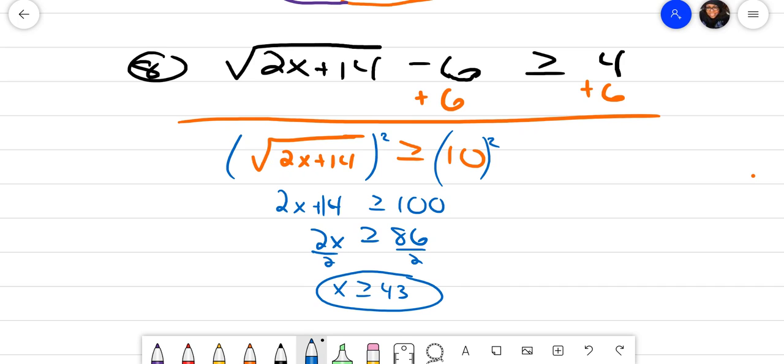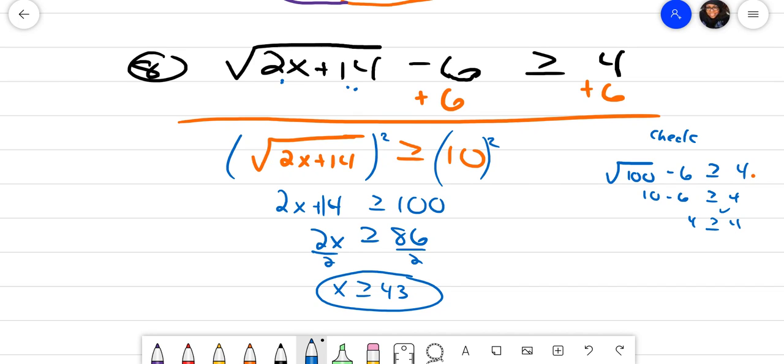Again, greater than does not require a lower bound, because it's greater than something, and I don't have to worry about it becoming negative. If I go over here and do a quick mental check, I know that 43 times 2 is 86. 86 plus 14 is 100. That'll be the square root of 100, minus 6, is greater than or equal to 4. The square root of 100 is 10, minus 6. So this will be good.